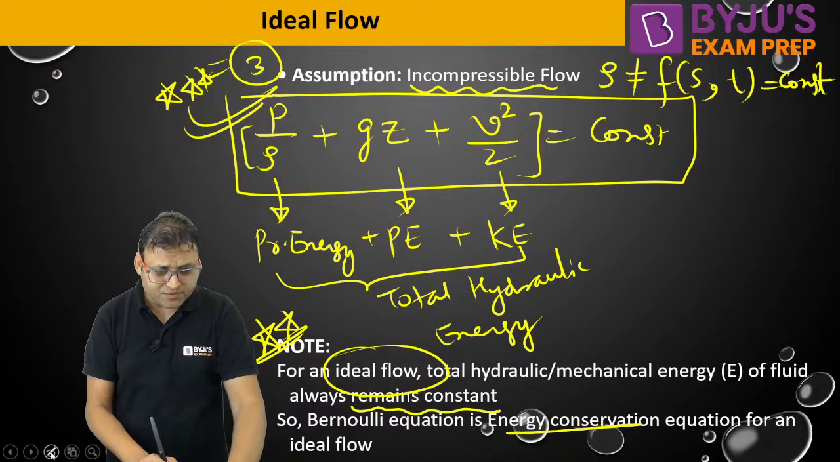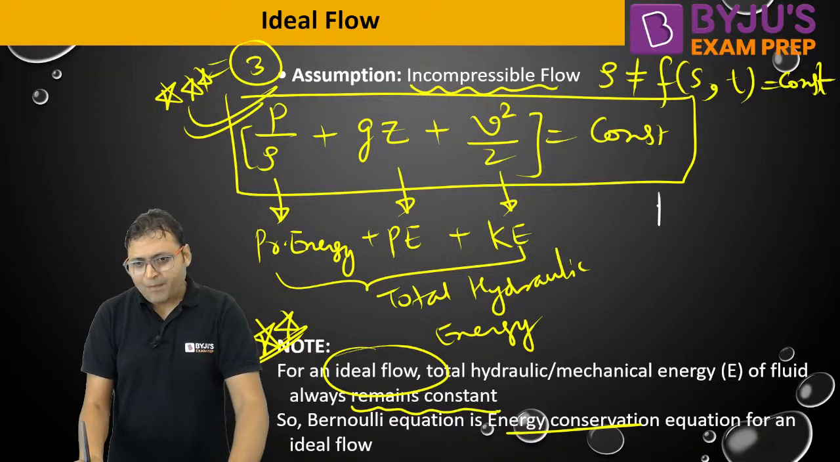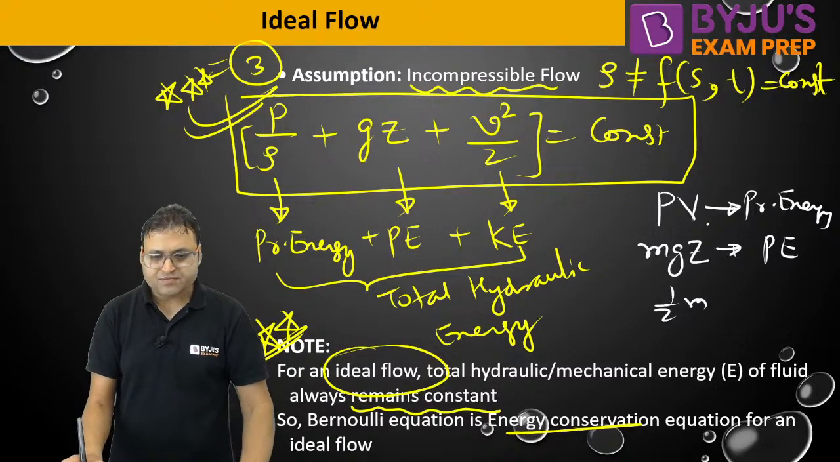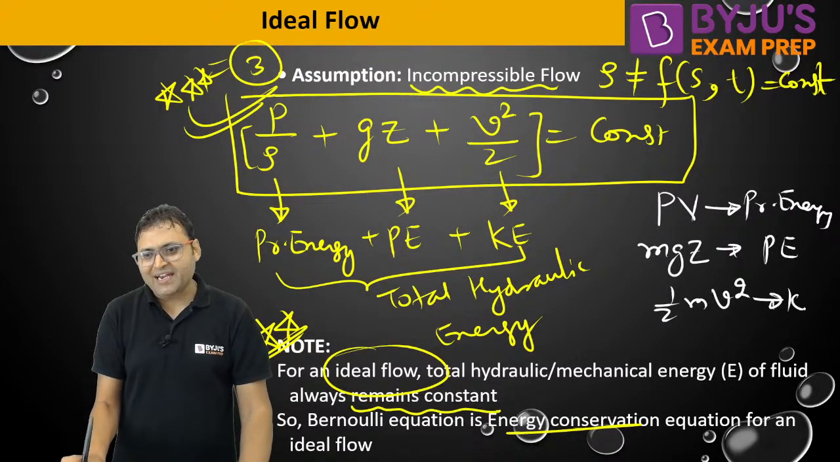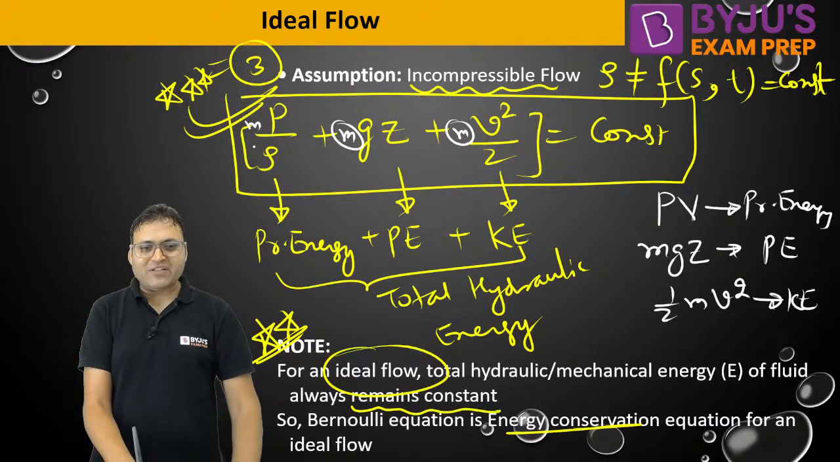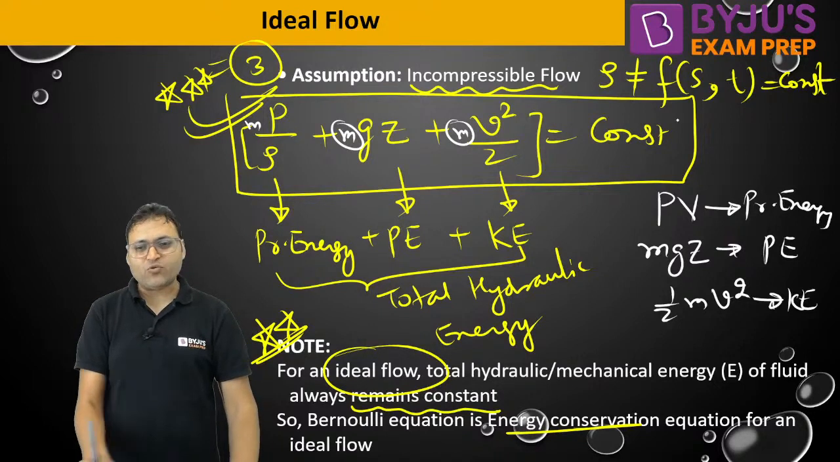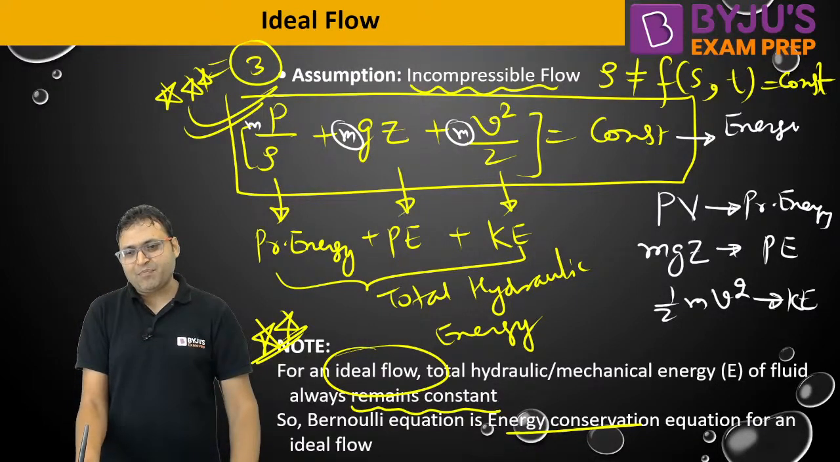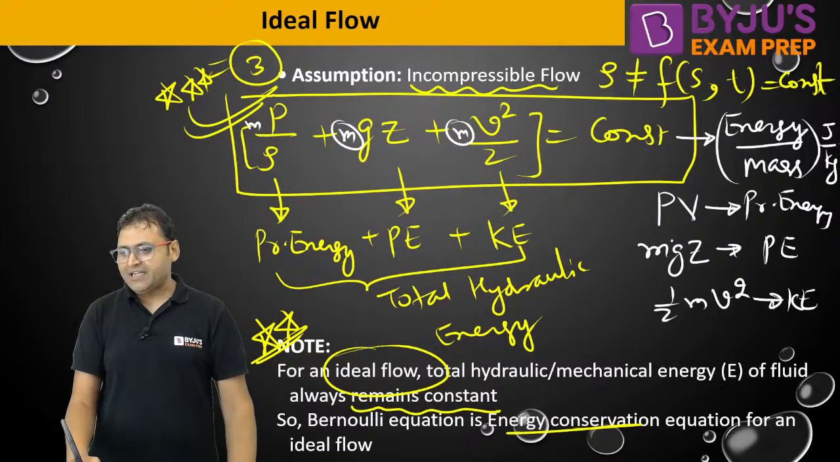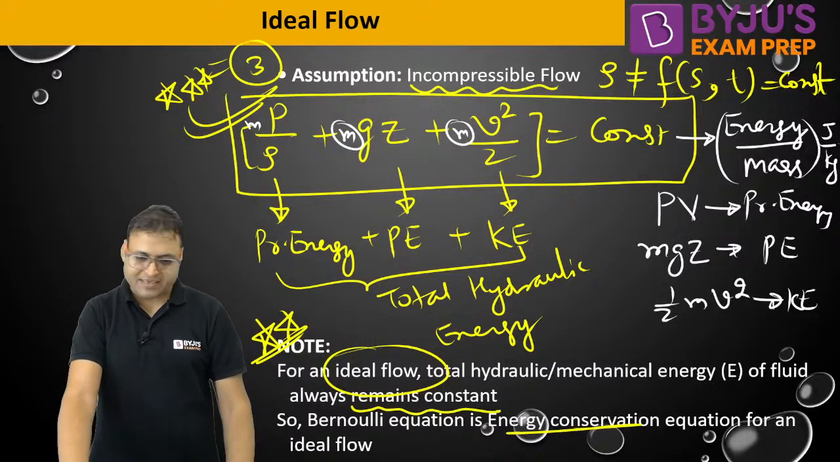Let me tell you, pressure multiplied by volume is the pressure energy. m into g into z is the potential energy. Half into m into v square is the kinetic energy. So if you see mgz, m is missing from here, half mv square, m is missing from here, and if you multiply with m by rho, which is volume, pressure into volume. So this term represents the energy per unit mass. The unit of each and every term is joule per kg, isn't it? It is called energy per unit mass.